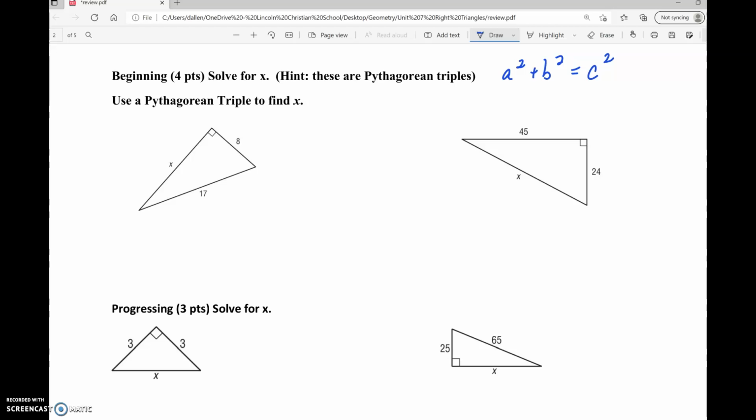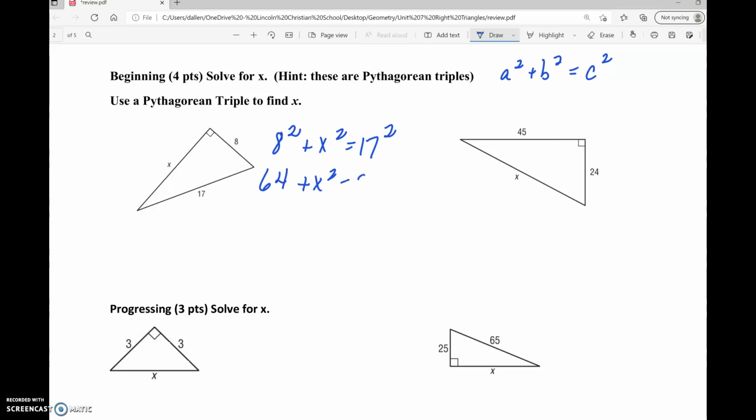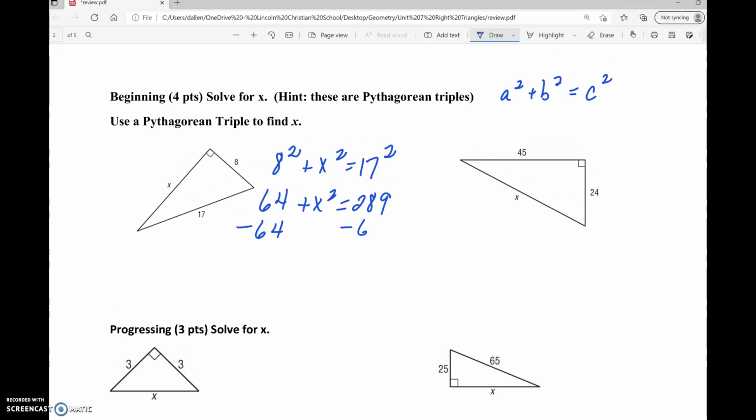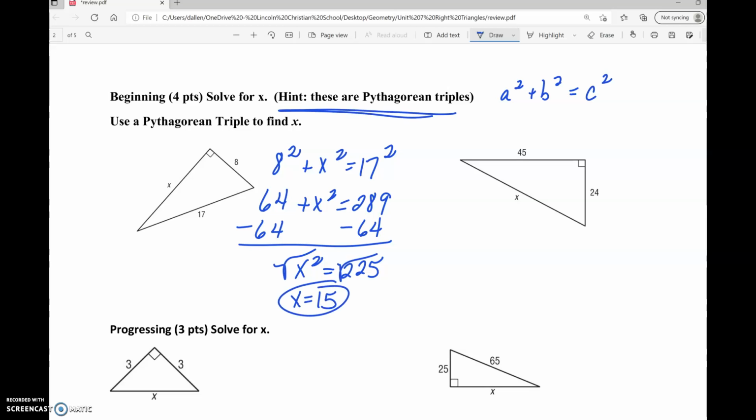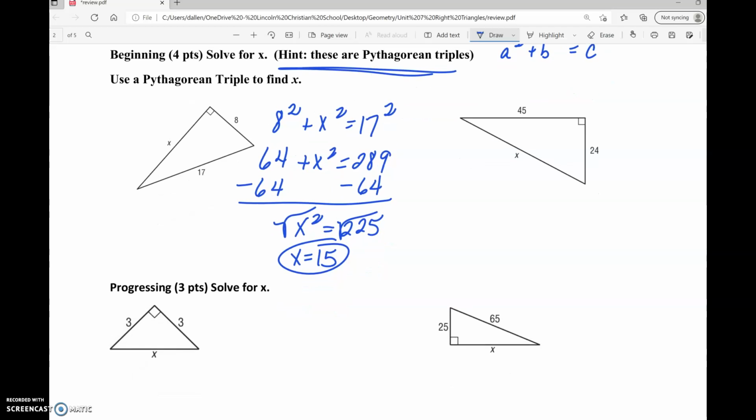And this is a triple, so if you knew your triples, you could see that this is 15, because we have that triple 8, 15, and 17. Or if you don't want to memorize your triples, you could do 8 squared plus x squared equals 17 squared. So 64 plus x squared equals 289. And then subtract 64. x squared equals 225. Square root both sides. x equals 15. So you don't have to use the triple. They're just saying that there so that you could see that that's what that is.